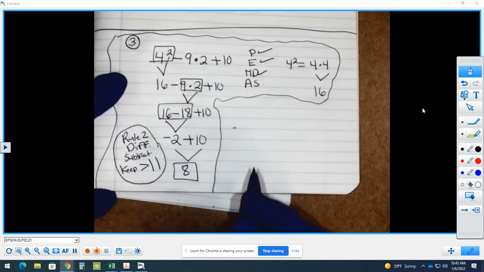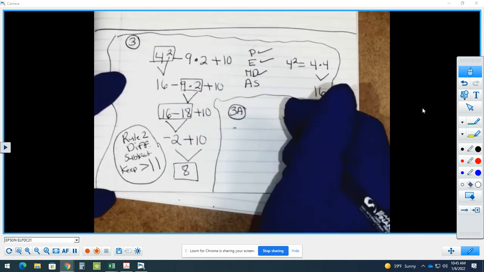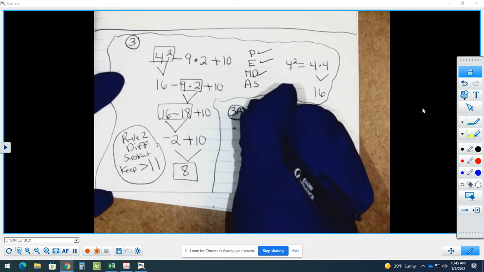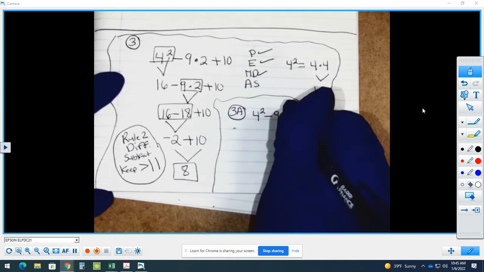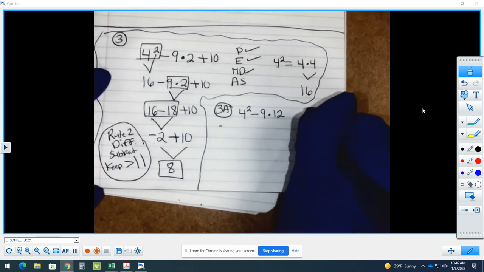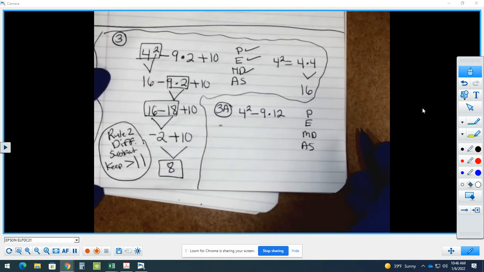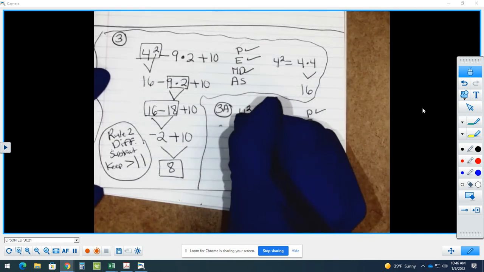I think I can fit letter A here. 3A. Can somebody give me the plan for 3A? 4 to the power of 2, or 4 to the second power, good. Minus 9, very good. Times 12, perfect. Okay, here we go, my little checklist. Do you have parentheses? No. Do you have exponents? Yes, 4 to the second power.